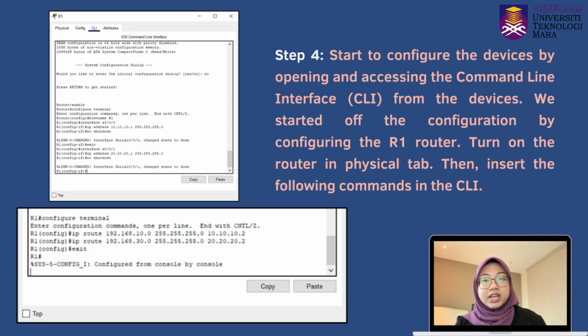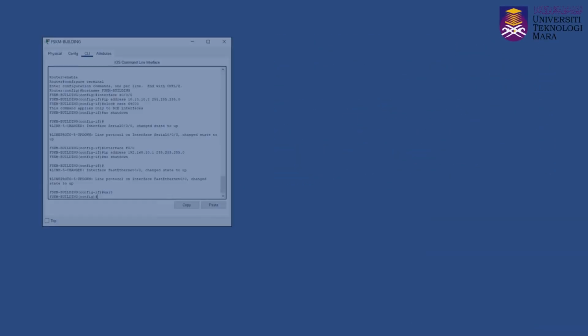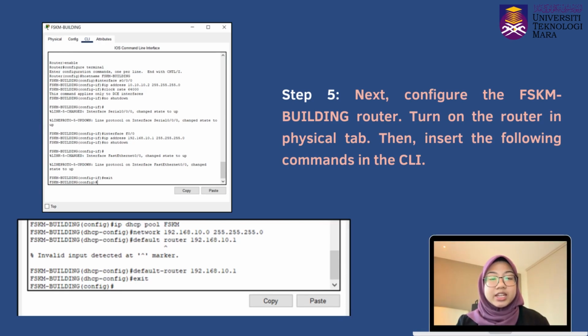Next I will be explaining the fifth step, which is to configure the second router, which is FSKM building router. Same step, we need to turn on the router first in the physical tab, and then we insert the commands one by one in the CLI. So the commands that we use to configure FSKM building router is basically same with the command that we use to configure R1 router.